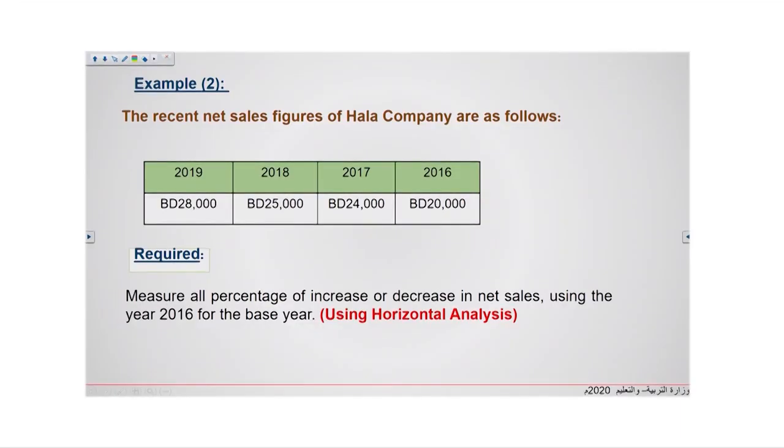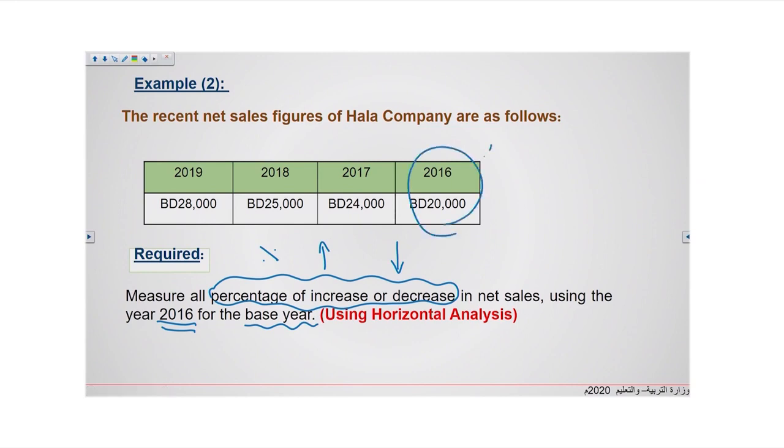Okay, let's see example number 2. The recent net sales figures of Hala company are as follows. The same, we have 4 years: 2019, 2018, 2017 and 2016. Let's see what's required. Measure all percentage of increase or decrease. Unlike the previous example, they want the relation. Now they want the percentage of increase or decrease in net sales using year 2016 for the base. Okay, this is the base year.